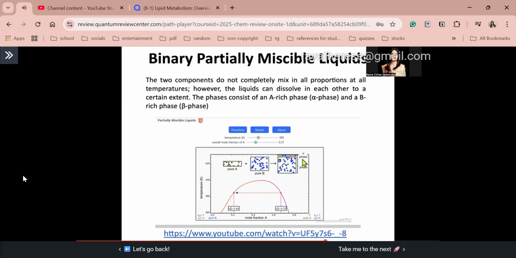And then the two phases, the amount of alpha phase is very small. That's proportional to this length here. Amount of beta phase, much larger. And the relative colors are proportional to the mole fractions in those phases.